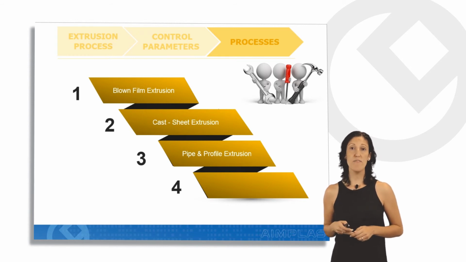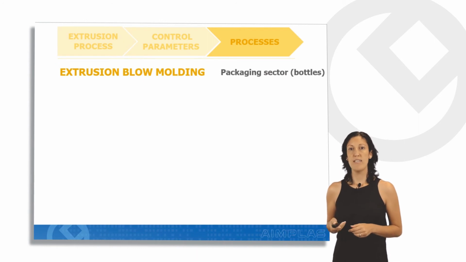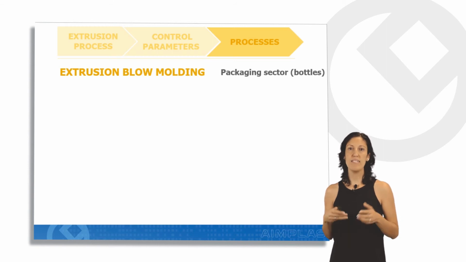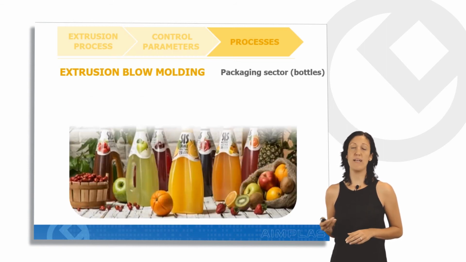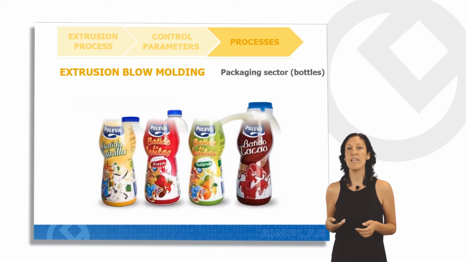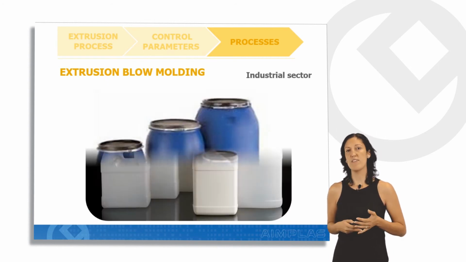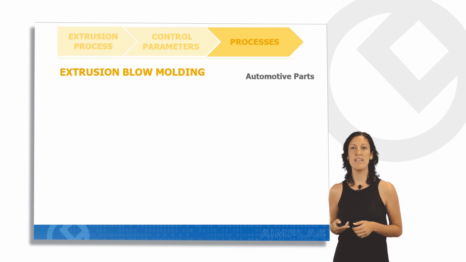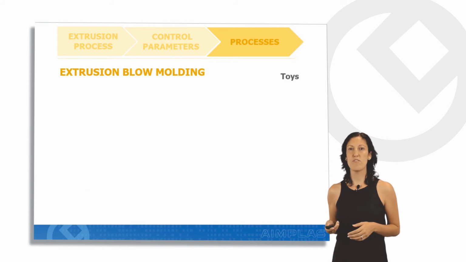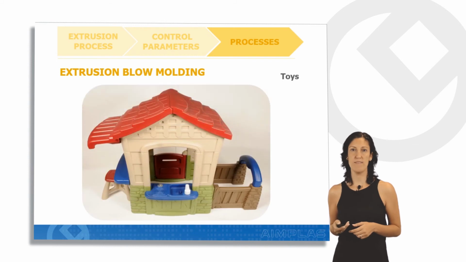Okay, and the last of the processes that we are going to review today is extrusion blow molding. In extrusion blow molding, we could obtain products that we could find in different sectors. In the packaging sector, bottles for food applications or daily products also. In the industrial sector, different containers and jerrycans. And in automotive parts also, different tubes or fuel systems, and also different toys for children.